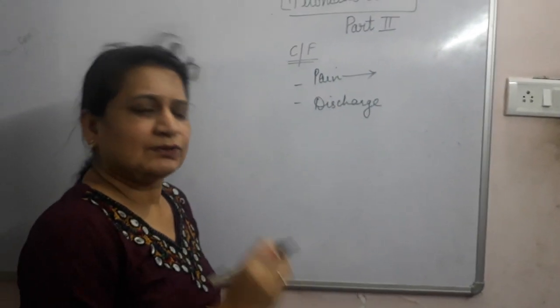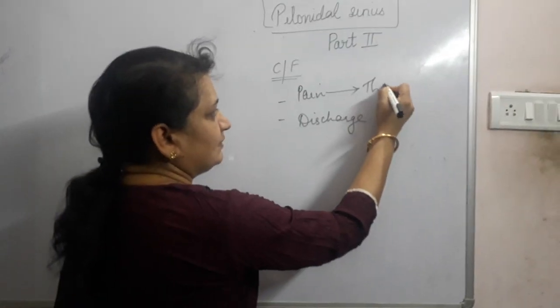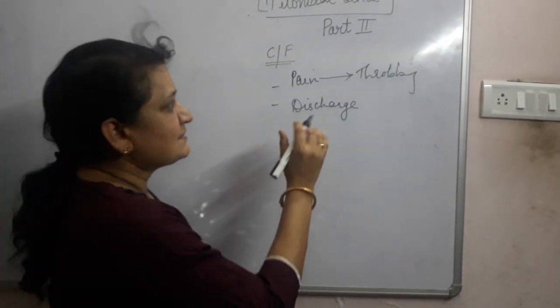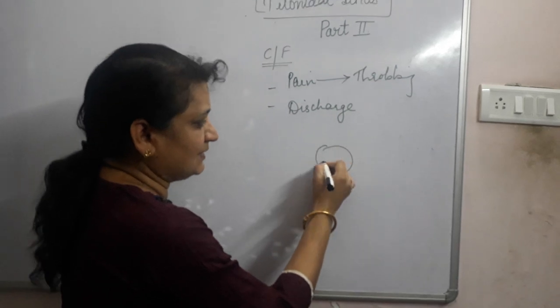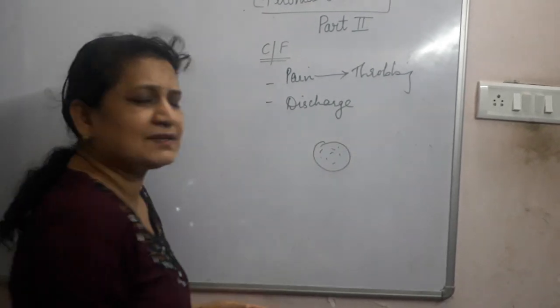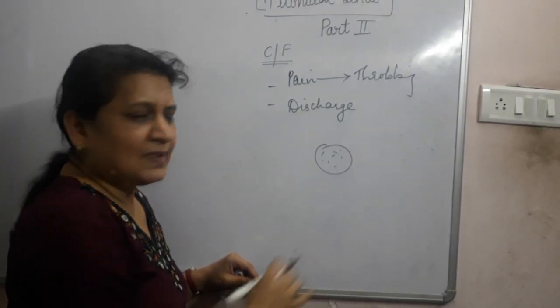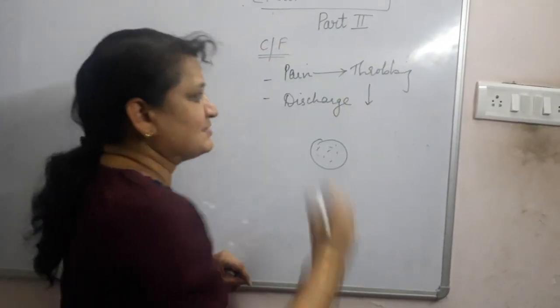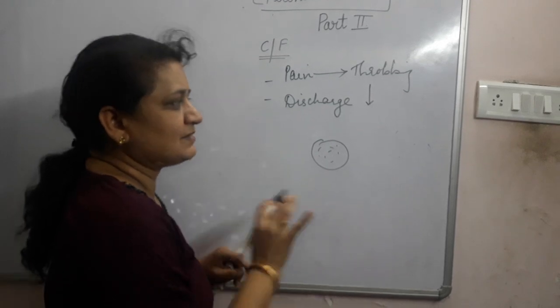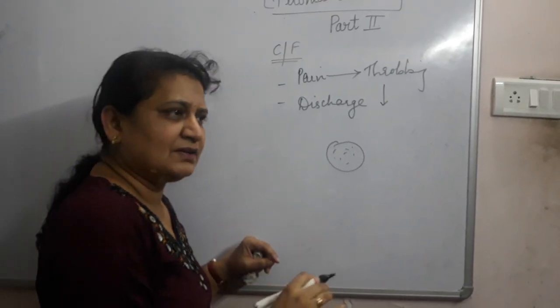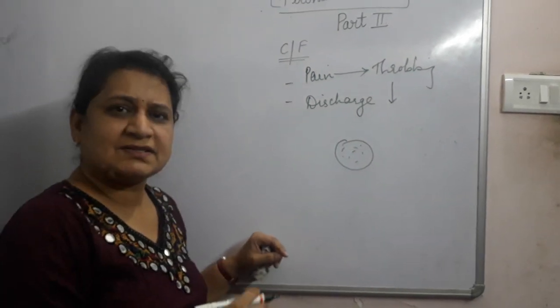The pain is throbbing type of pain because the sinus is infected. It is containing tuft of hairs and that is an infected sinus. So patient is coming with throbbing pain. As soon as the discharge comes out, the pain is relieved. So patient will give an alternate history of throbbing pain, and after the discharge the pain is relieved.